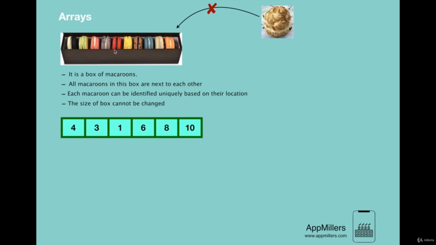So the first property is that an array can store data of a specified type. This means that when we create an array of integers, we cannot store string values in this array. If we try to insert such a value into this array, it will raise an error. We cannot do that. This property is similar to the first property of the box. Here, we can think that the data type is macaron, so we cannot store this cream puff in this box because it is for macarons.